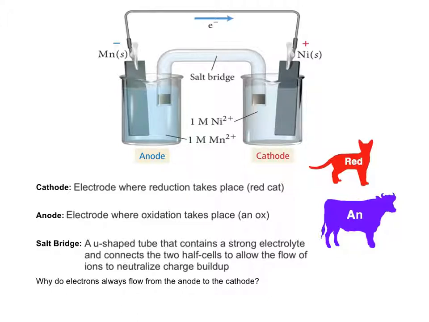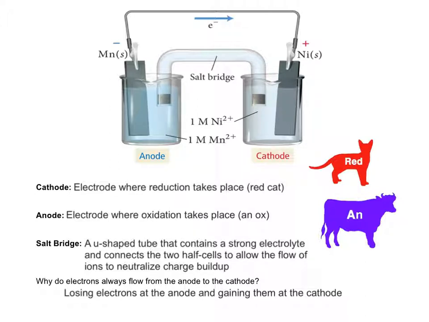Okay, and then here I just have a question just to make you think a little bit about what's going on. So why do electrons always flow from the anode to the cathode? And that's because oxidation at the anode results in a loss of electrons. So you have electrons being produced there, and then they travel through the wire over to the cathode where they're being used up.